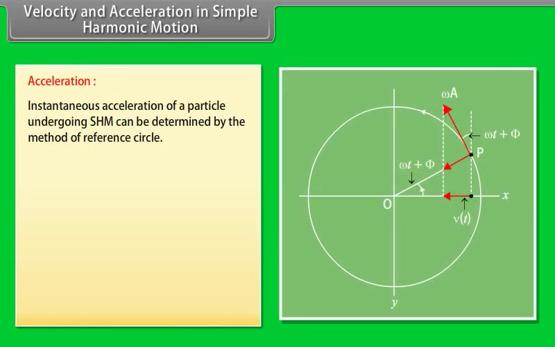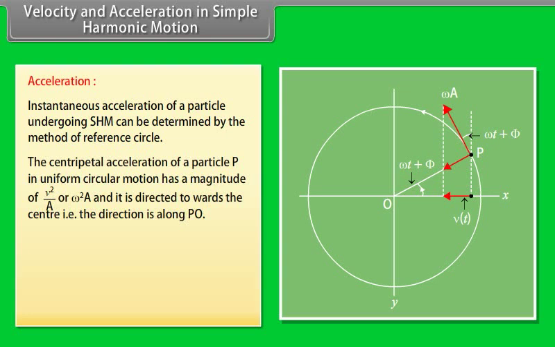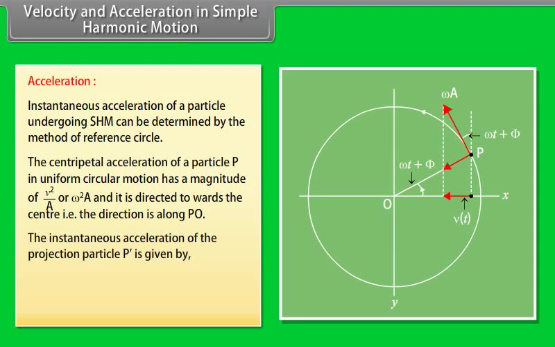Instantaneous acceleration of a particle undergoing simple harmonic motion can be determined by the method of reference circle. The centripetal acceleration of a particle P in uniform circular motion has a magnitude of v squared by A or ω squared A, and it is directed towards the center, that is, the direction is along PO. The instantaneous acceleration of the projection particle P dash is given by a(t) equals minus ω squared A cos(ωt plus φ) equals minus ω squared x(t).